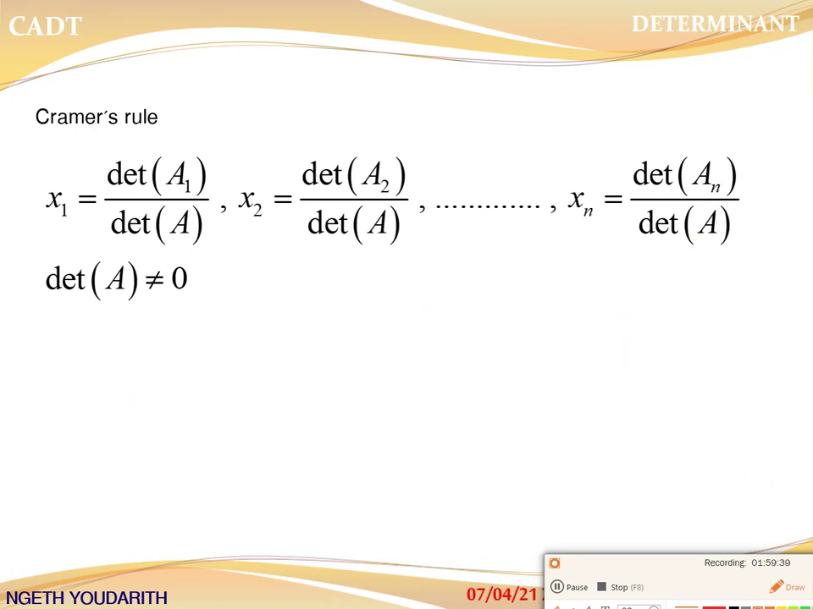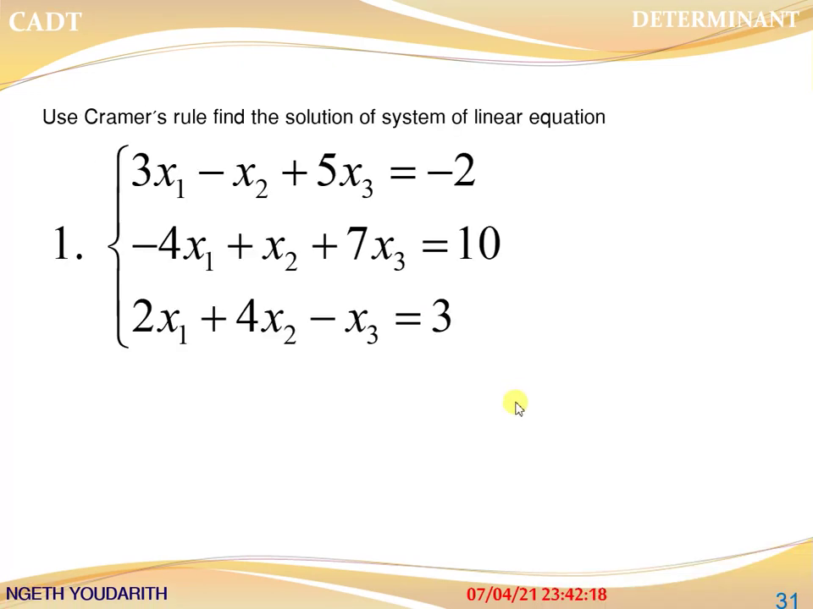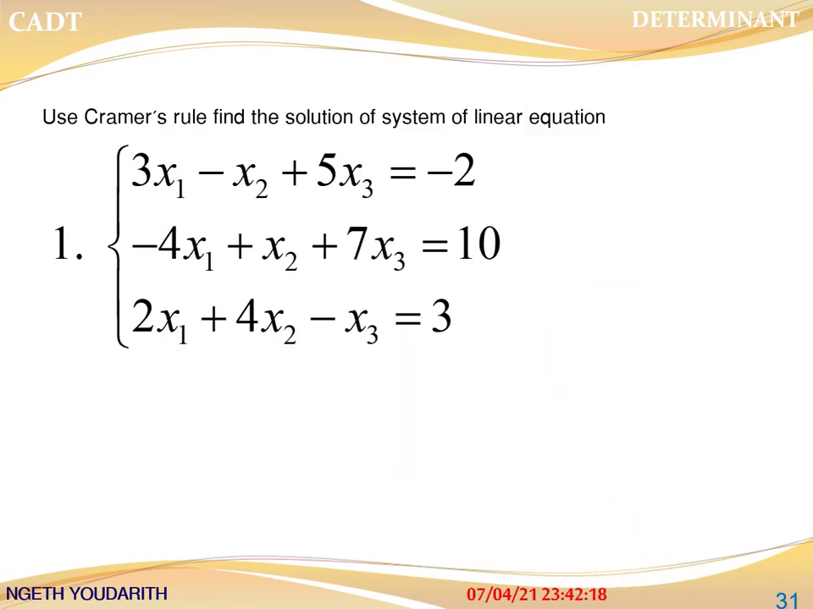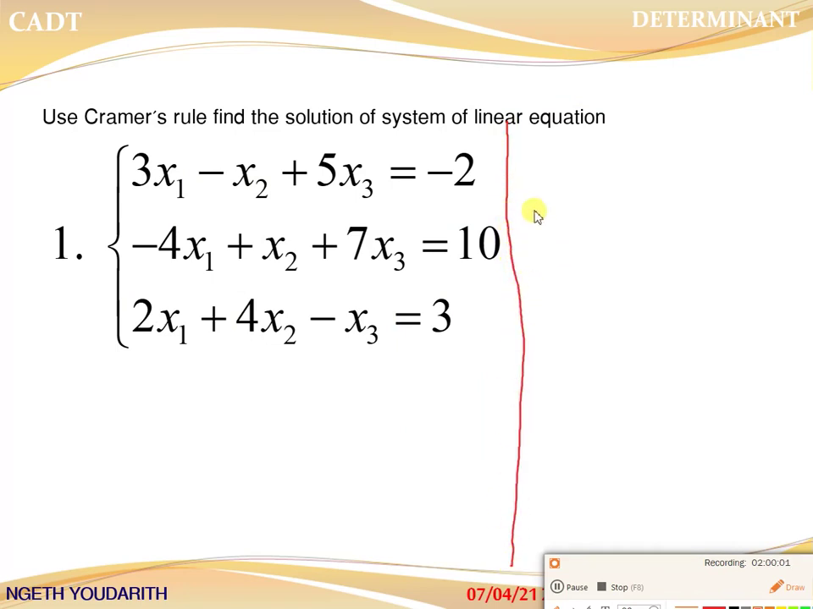And we find about the system of linear equations, and I want to show you this case. So you want to write the determinant of A, dA, which is equal to 3, minus 1, 5, minus 4, 1, 7, 2, 4 and minus 1.